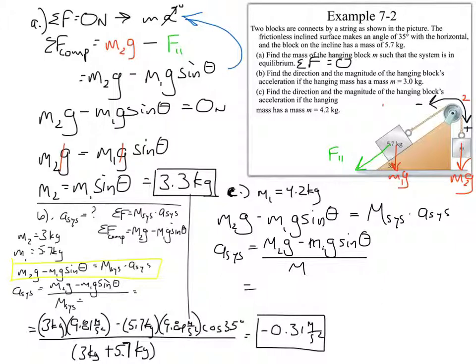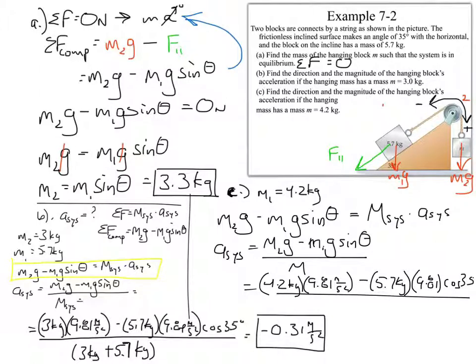So what's that equal out to? What's our mass in part C? 4.2 kilograms, right? 4.2 kilograms times 9.81 minus our old 5.7 kilograms, 9.81 times the cosine of 35. Got it in there, okay? All over what? All over the whole system mass, right? So that's going to be over 4.2 plus 5.7 kilograms. And sorry for not putting my units in right there. I just kind of ran out of space.